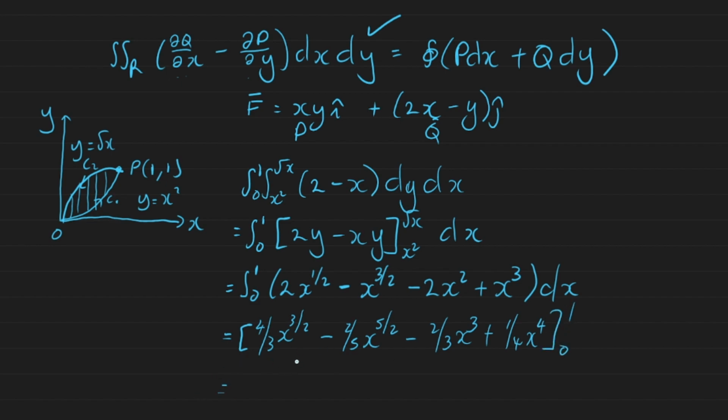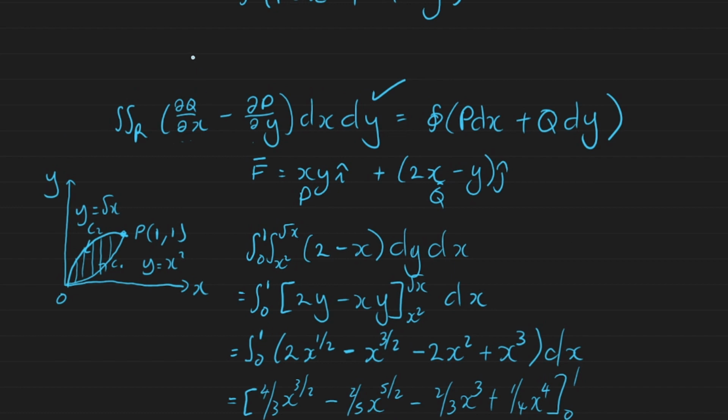It's a simple matter to substitute 1 wherever you see x, and when you do that, you'll get 4 over 3 minus 2 over 5 minus 2 over 3 plus 1 over 4. Doing this basic addition and subtraction of fractions, you will see that the answer is 31 over 60. So the left-hand side of Green's theorem is basically 31 over 60. If you evaluate the right-hand side, we should get the same answer. So let's do that.